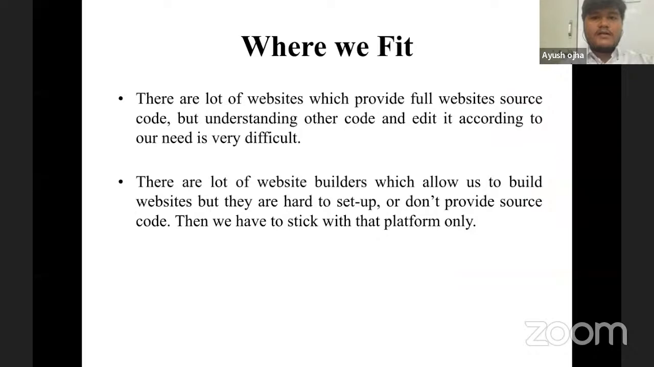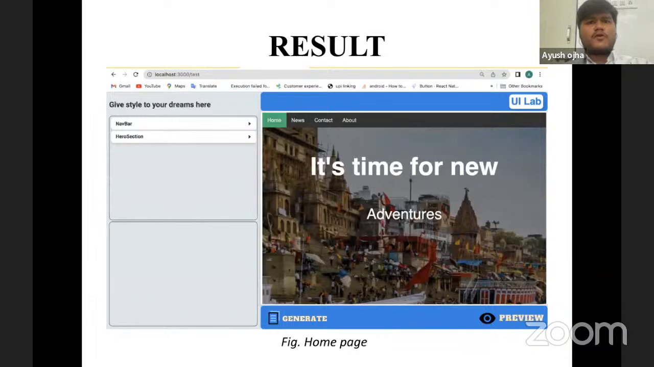So where do we fit, what is our product? This is our mock-up of our product. What we provide here is something like this. We can select a component from here, like a navbar. We will provide you a lot of navbars. When you click on navbar, you will get like 5 or 10 options of different types of navbar.